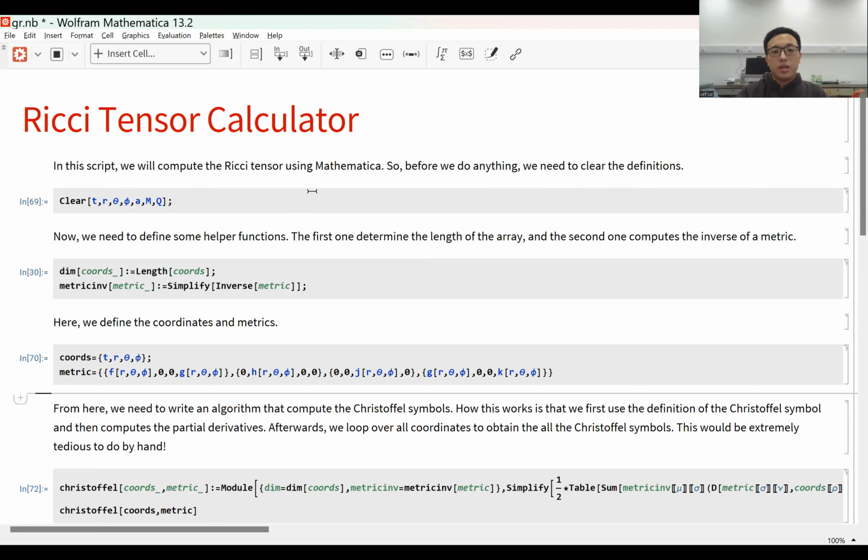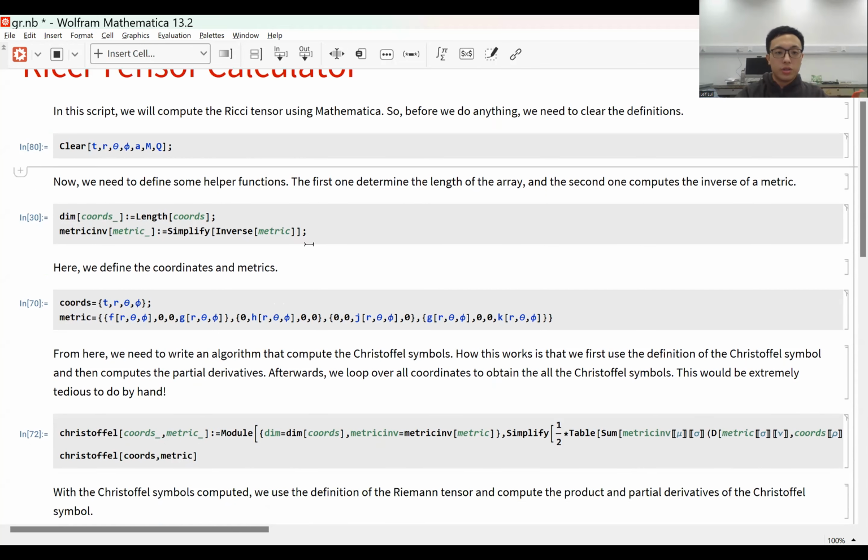So basically, what you have to do is, first, you have to clear the definitions of the variables you're using. So I'm using time, radial coordinates, angular coordinates, and then the spin, mass, and charge. So I need to clear these just in case I use them in another Mathematica script or somewhere here, then I need to clear these definitions. Then I need to define some helper functions. One helper function is to determine the length of the array, and the other one is to compute the inverse. So to do this, you just type the command length and then you put the coordinates in. And then the next one is just to compute the metric inverse.